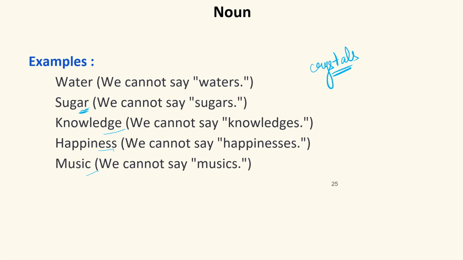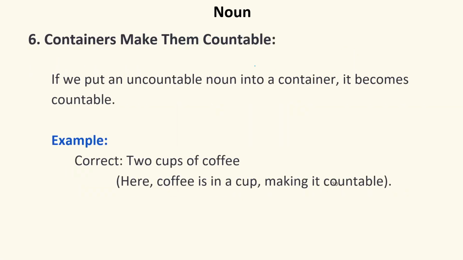Yes, we can count them in case of containers. For example, I cannot say 2 water, but I can say 2 glasses of water. Now, 2 glasses of water can be counted, but not water. Now, if we put an uncountable noun into a container, it becomes countable. For example, 2 cups of coffee. Here, coffee is in a cup, making it countable.